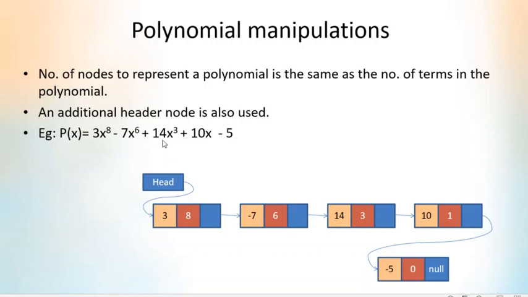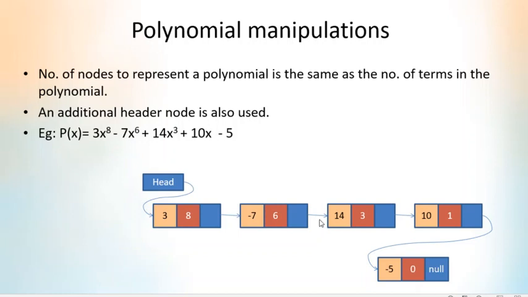So here the next term is 14x raised to 3. So in the next node we have 14, 3 and the next pointer. And let us see the next node. Next node is representing the next term in the polynomial, that is 10x. So 10x means 10x raised to 1. So the coefficient part is 10, the exponent part is 1. And it is again pointing to the next node.